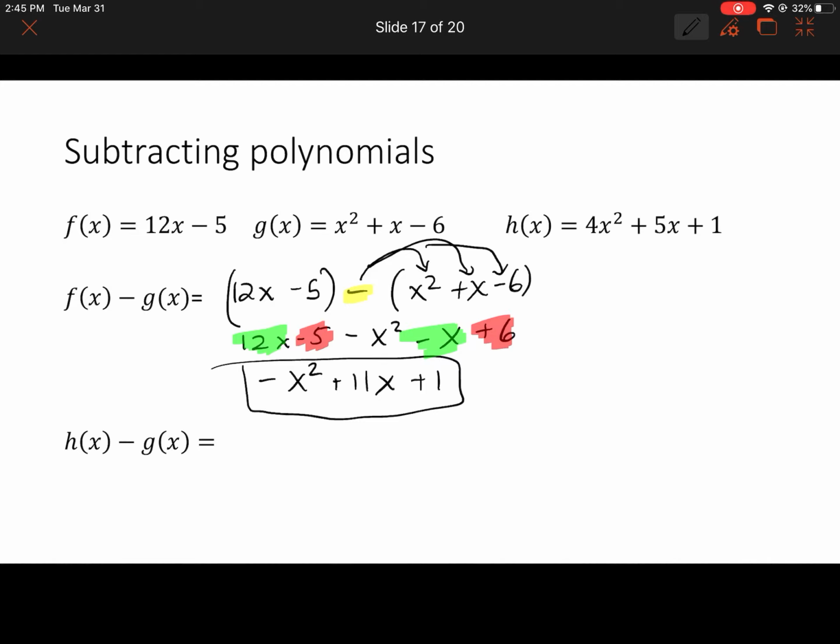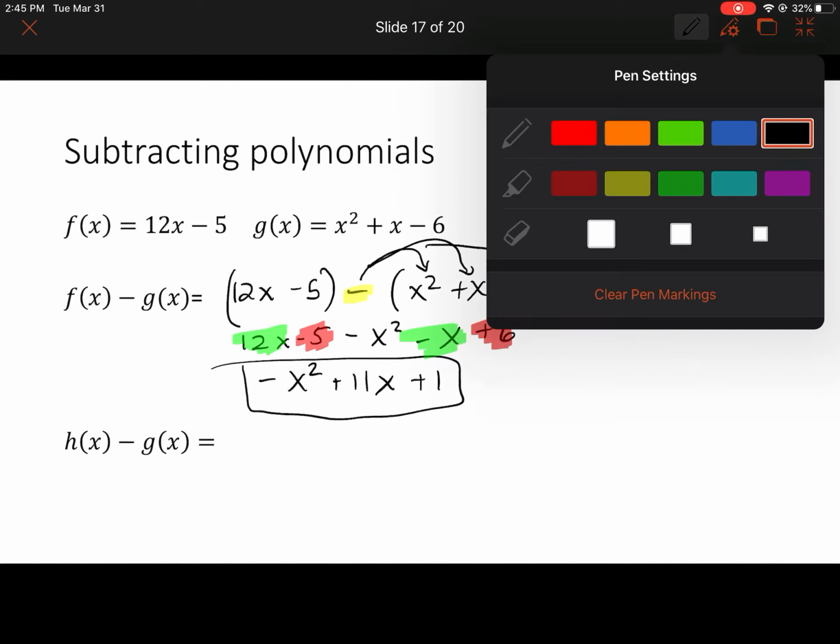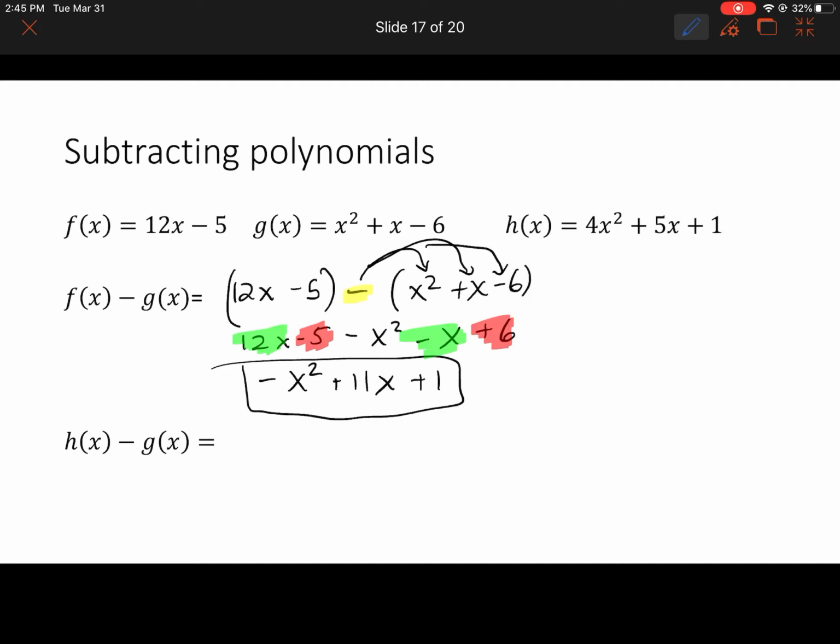Next question, we have h of x minus g of x. H of x is, again, the one at the end, right here. 4x squared plus 5x plus 1. I'm going to put parentheses around it, and I'm going to subtract away the g of x. So minus x squared plus x minus 6, all inside of the parentheses.